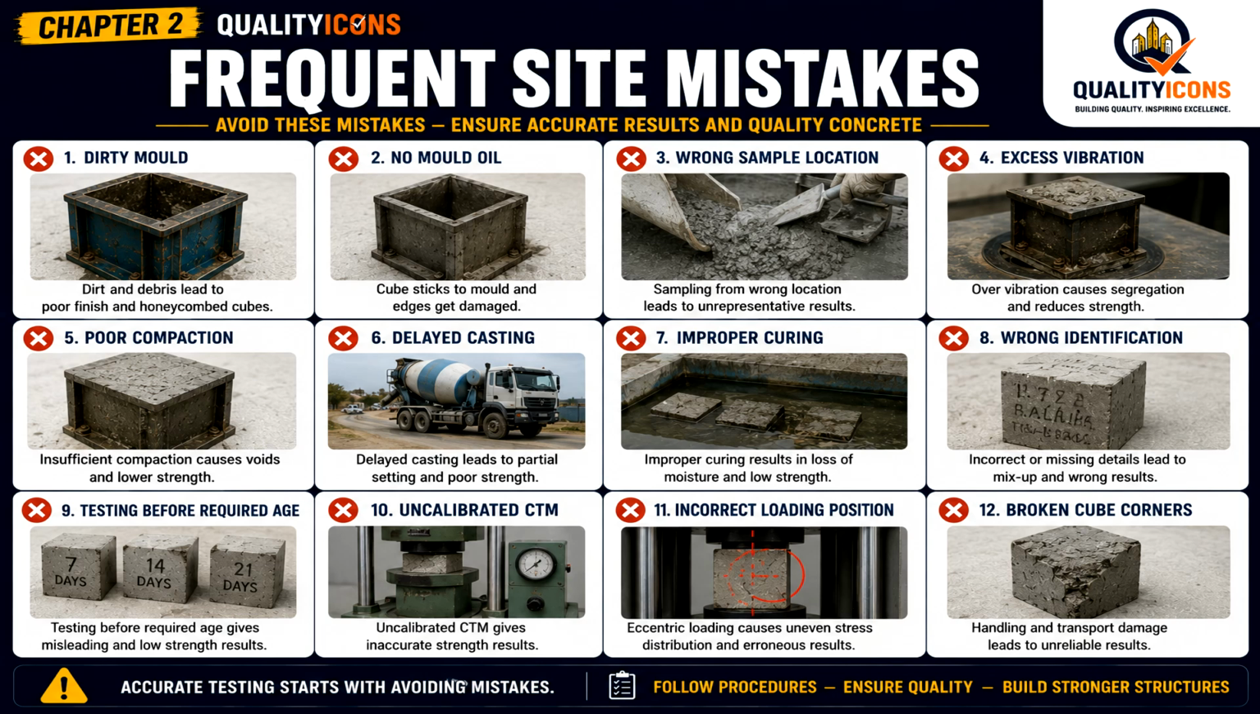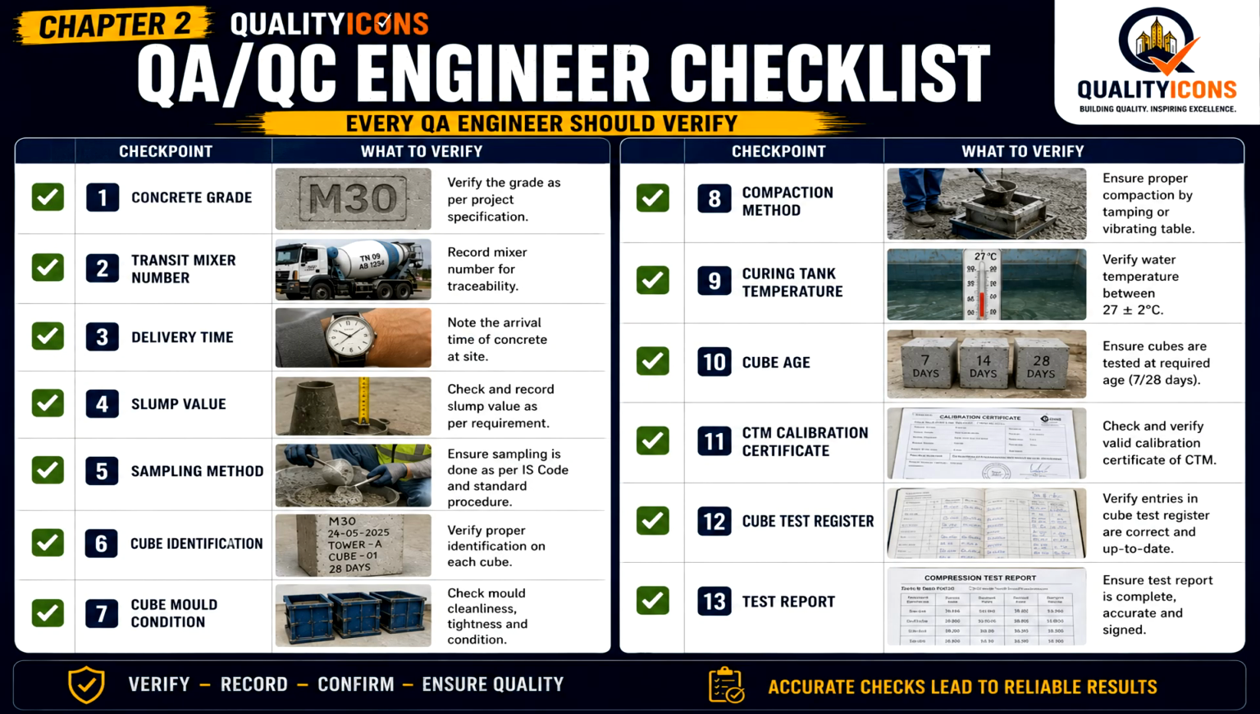Broken cube corners: handling and transport damage leads to unreliable results. Broken cube corners is very important. Cube sample placement must be done very carefully. Proper care is needed. Accurate testing starts with avoiding mistakes. Follow procedures, ensure quality, build stronger structures. All this is very much quality icons.